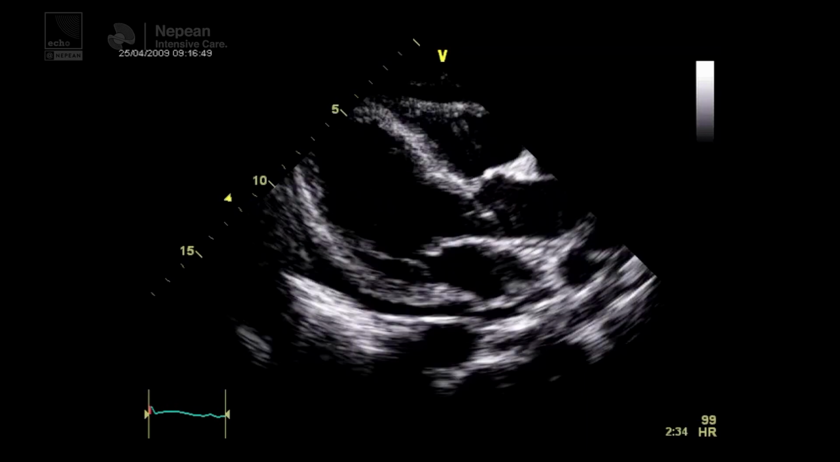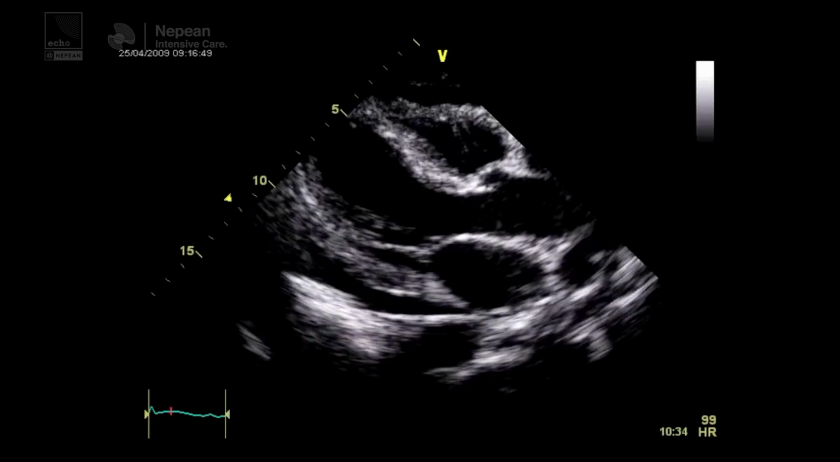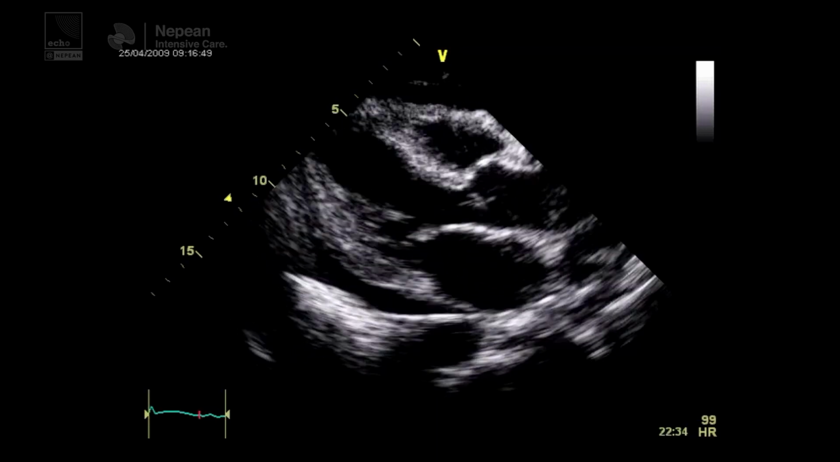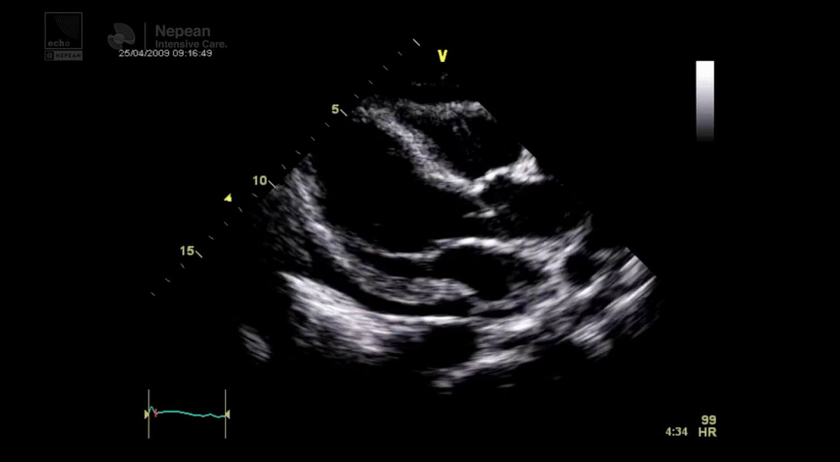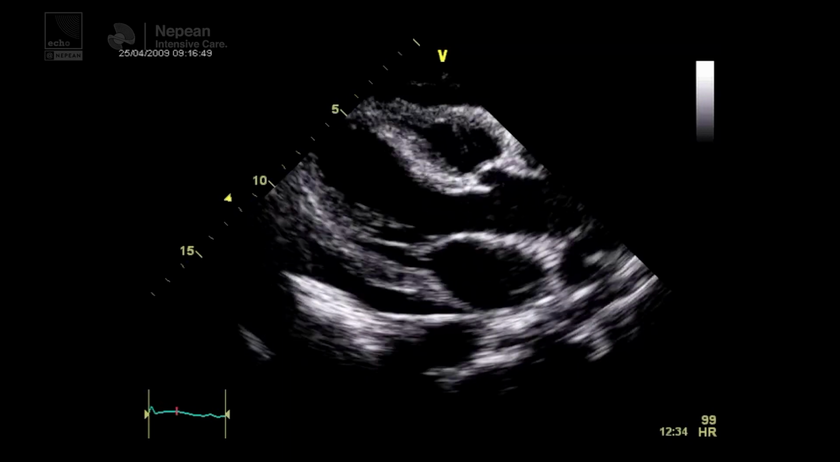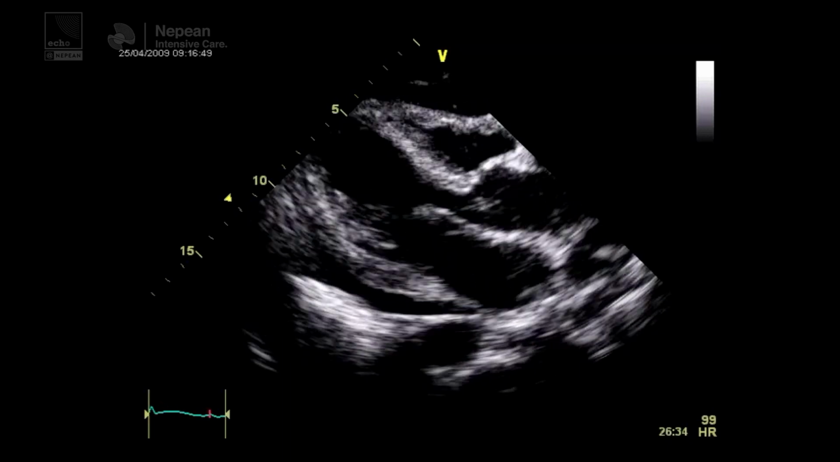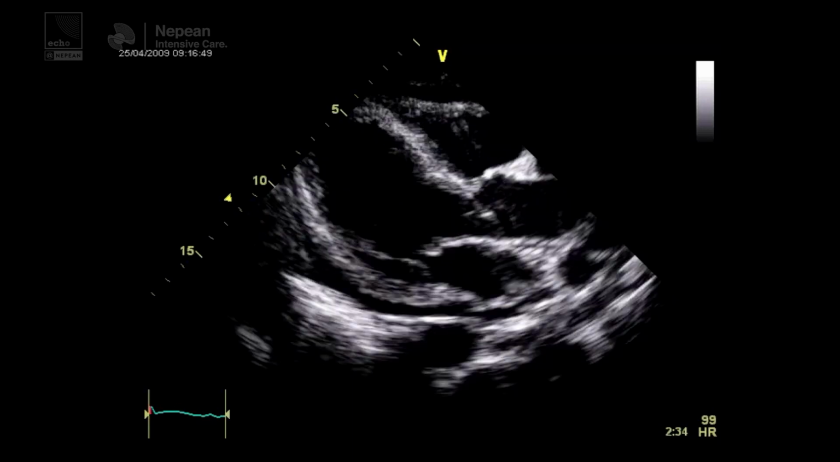But sometimes you might not see it anterior to the RV, and you can just see it in the posterior, sort of dependent regions as well. So reporting where it is also important. And of course, there are limitations to TTE in certain patient groups.